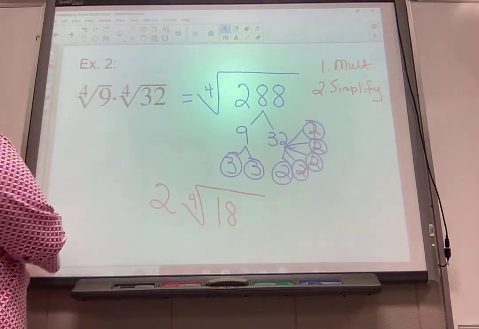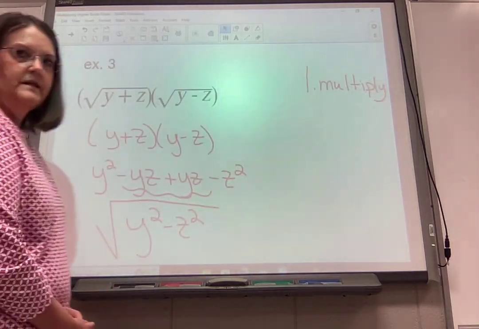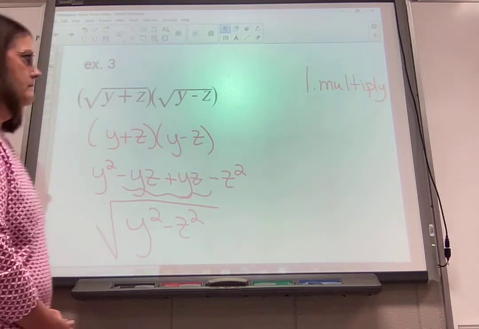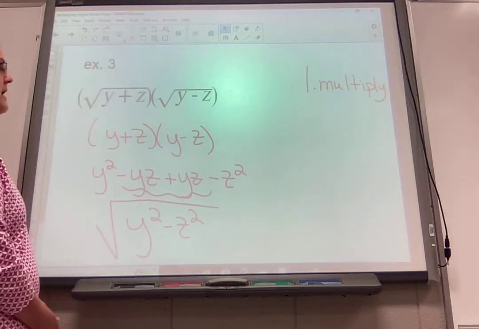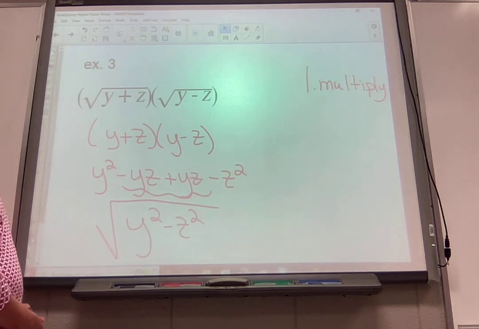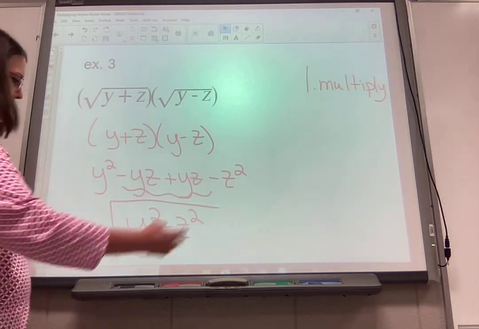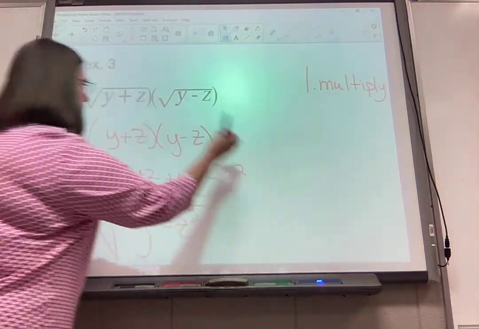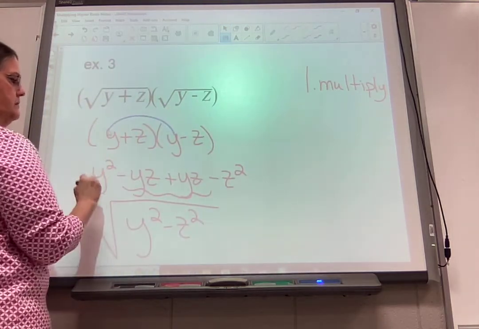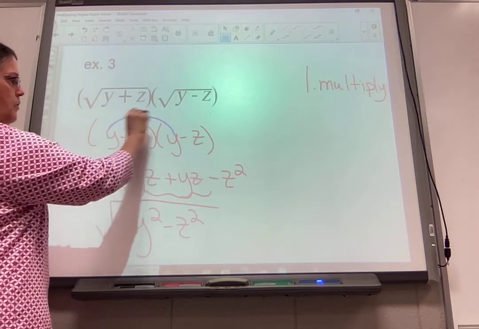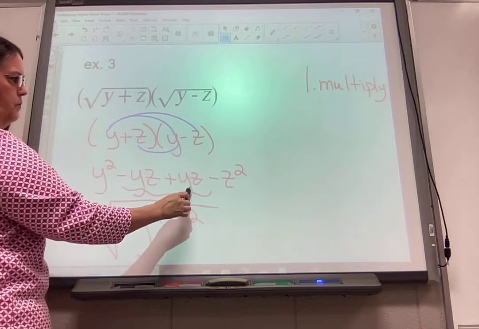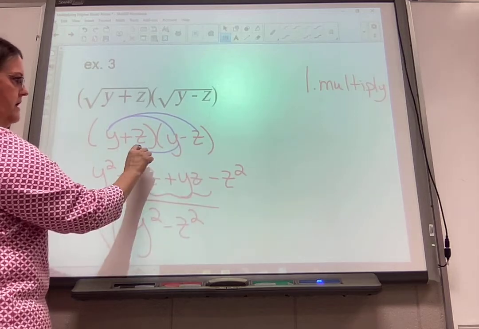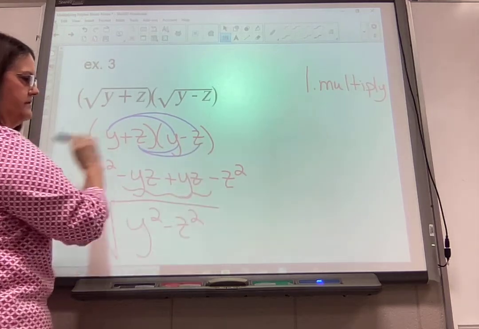So now this one, this is involving some Algebra 1 and involving our first unit of the year. And so we have the square root of y plus z and the square root of y minus z. You just multiply those doing what we've been doing. We just take this, y times y is y squared, y times negative z is negative yz, z times y is yz positive, and z times negative z is negative z squared.